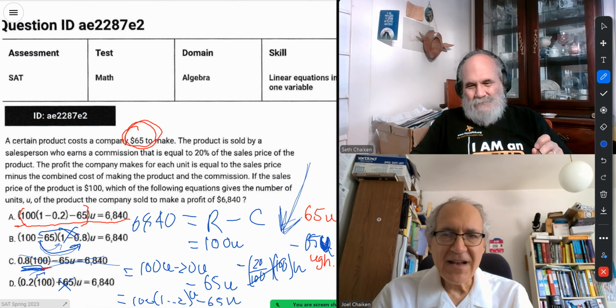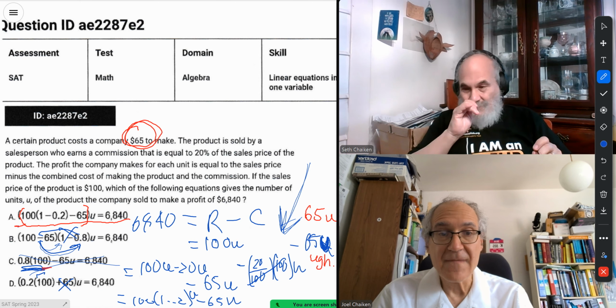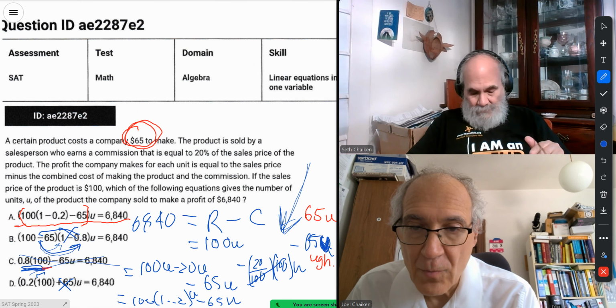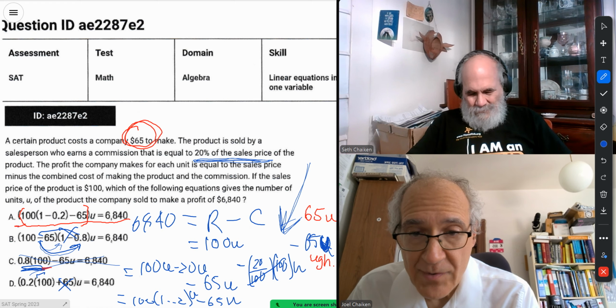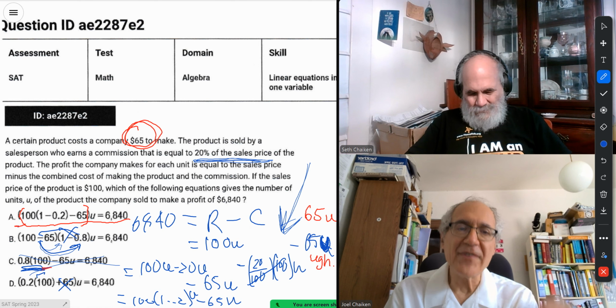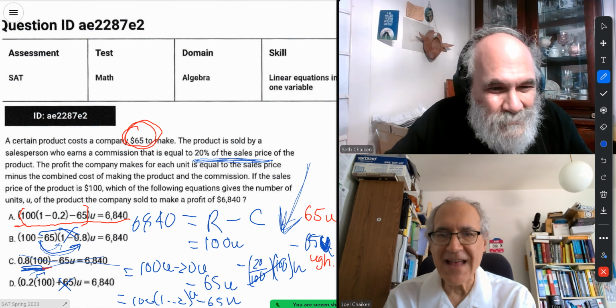Okay, now what's the main idea here? They want you to learn how to translate English into math in a word problem. You need to know percents. You need to know how to deal with percents. They want to see if you know what 20% of a number is. That's always a multiply. When it's 20% of a number, it's 0.2 times that number.